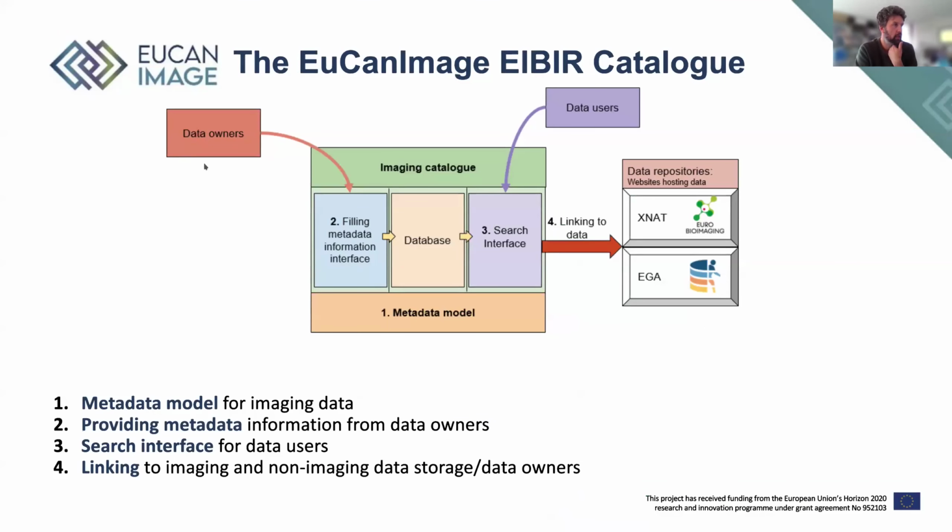So how does this work? In a catalog, the data owners can add their collection to the catalog, and the people looking for data can search through this catalog and get the information needed to ask for or request access and get links to the data that's stored.